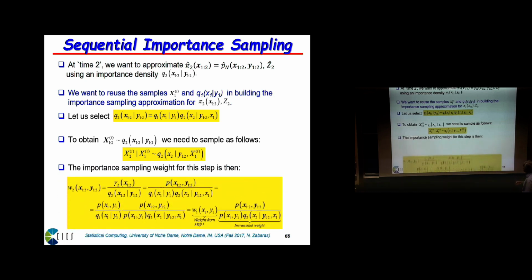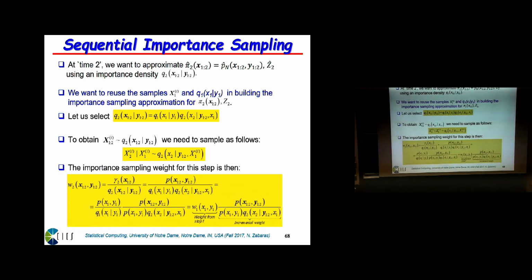What happens? This is how the weights will look at time 2. And I'm starting, by the way, with a fundamental definition. This is my normalized posterior at time 2 divided by my importance sampling distribution that I said I'm going to put in this form. Then I multiply by this term, divide by that. What is this? What is the first fraction there? It's the weight W1, and then what is this? This is basically my incremental weight when I go from time 1 to time 2.